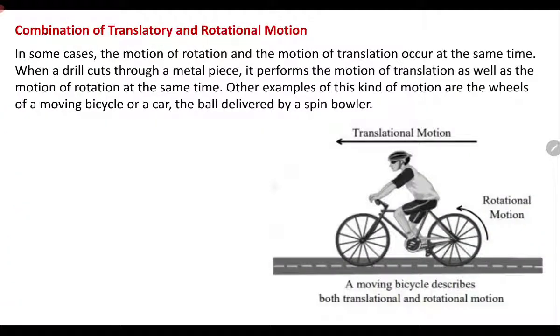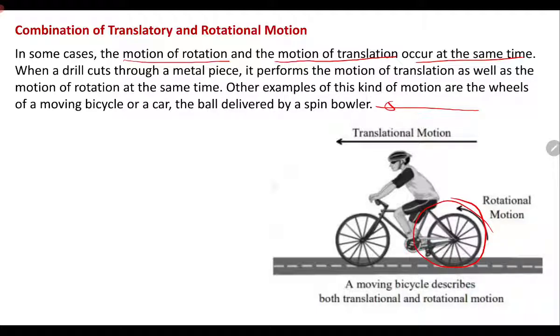Then we come to know what is the combination of translatory as well as rotational motion. You will see a cyclist moving from one position to another with translational motion along with the rotational motion of the wheel. So it is called a combination of translatory and rotational motion. In some cases, the motion of rotation and the motion of translation occur at the same time.